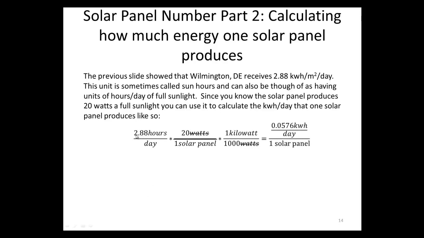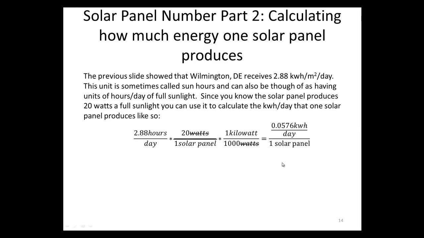So we know that 2.88 hours per day is what the solar panel produces its full output. We know that 20 watts is produced by one solar panel, and again we use our unit conversion to convert from watts to kilowatts, and we find that one solar panel produces 0.0576 kilowatt hours per day.